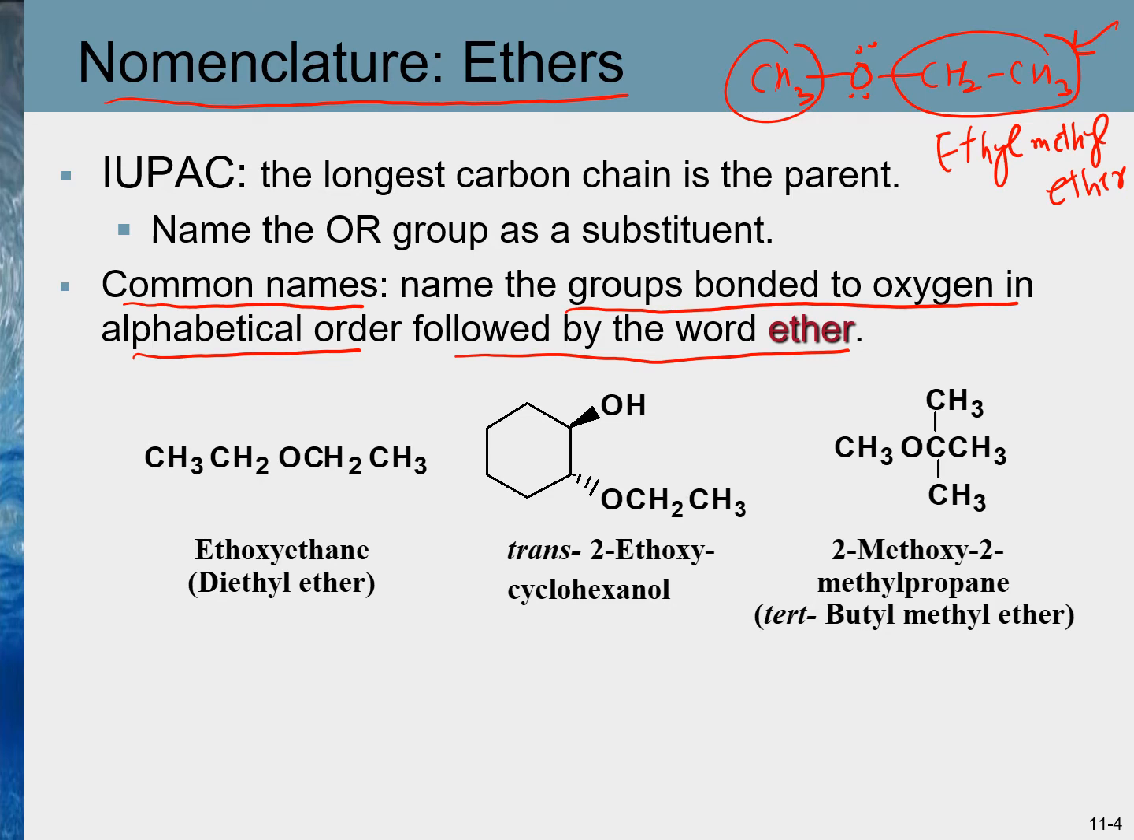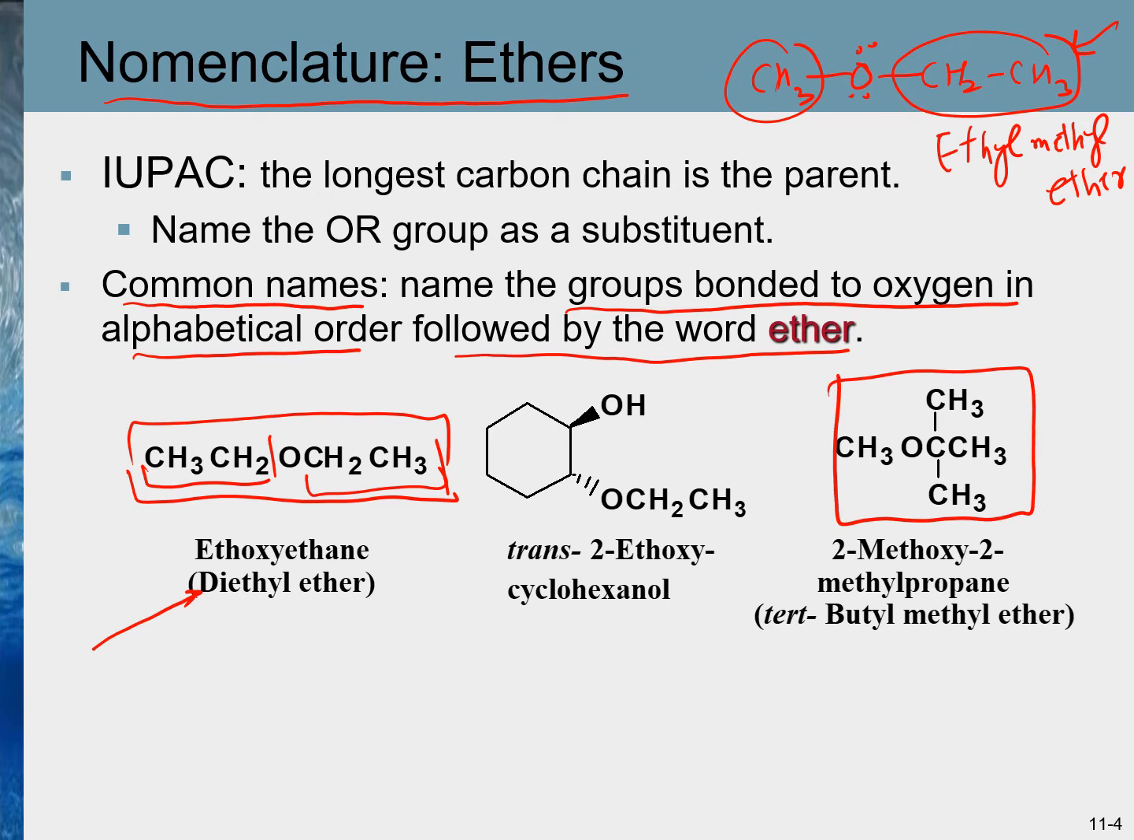So the common name of this ether is ethyl methyl ether. Similarly, the common name of this ether is, both the groups are ethyl groups, so the common name is diethyl ether. And in example given here, one side has a methyl group, the other side has a tertiary butyl group, so therefore the common name is tertiary butyl methyl ether. Because of the simplicity of common names, they are frequently used, especially in case of ethers with small alkyl chains such as ethyl, methyl, or tertiary butyl.